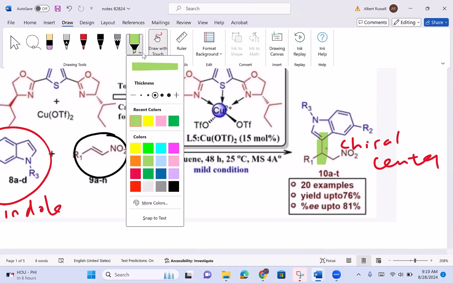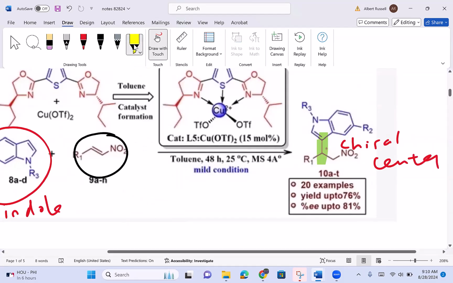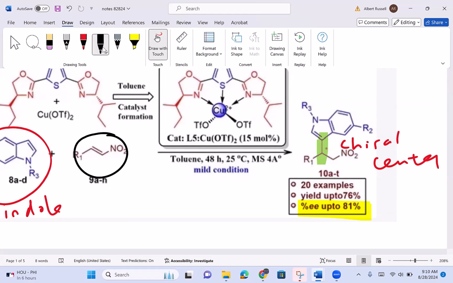And the chirality is defined here. It says 81% EE. You've never seen this EE before, so I'm going to introduce it to you now. The percent EE is what's known as the enantiomeric excess. I'll write that down.